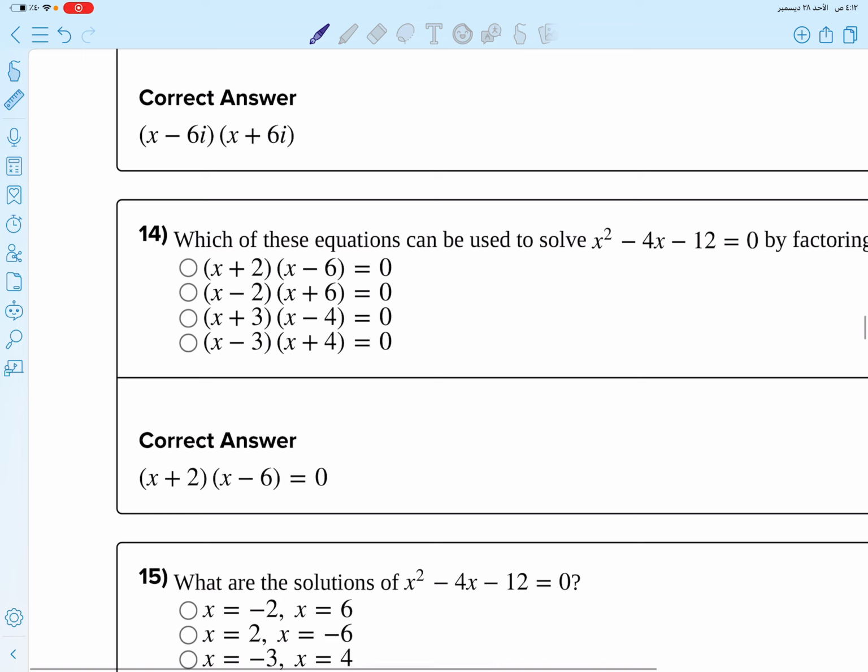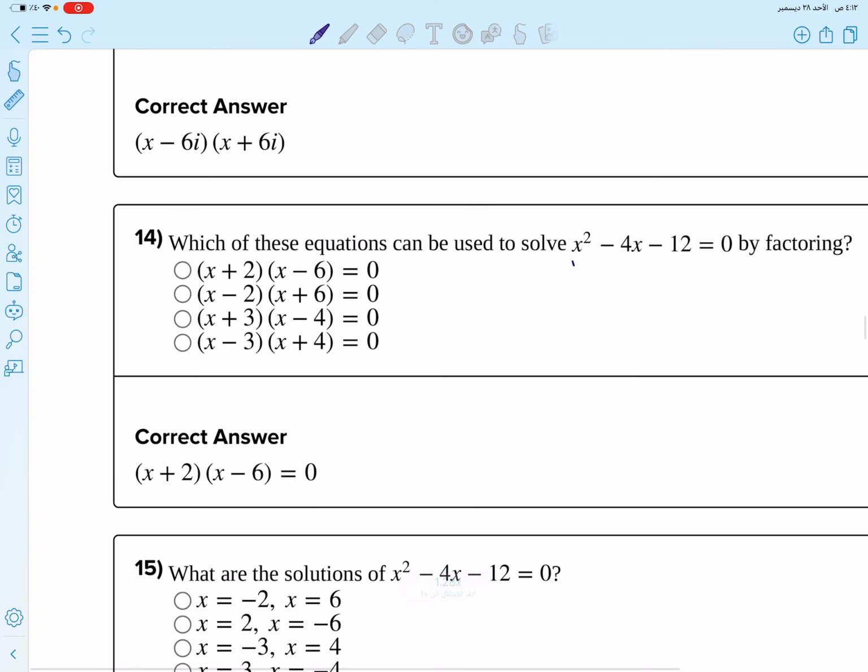Which of these equations can be used to solve x squared minus 4x minus 12 by factoring? By factoring, I just need two numbers that multiply to negative 12 and add to negative 4: negative 6 and 2. Multiply will be negative 12, and if you add negative 6 and 2 it's going to be negative 4. So to factor it will be (x plus 2) and (x minus 6). This is the answer.